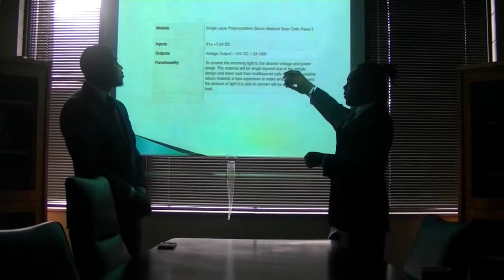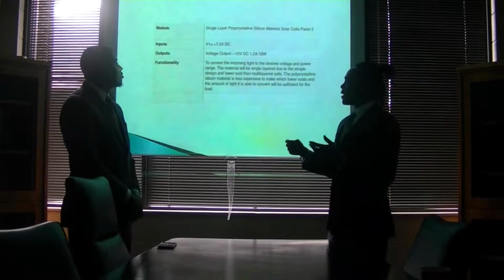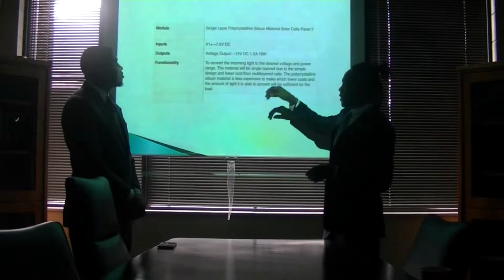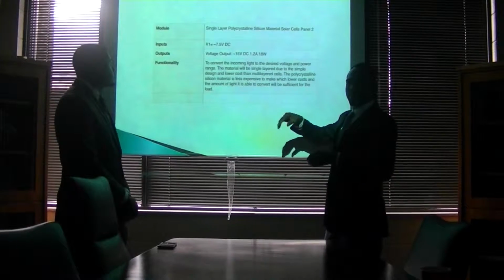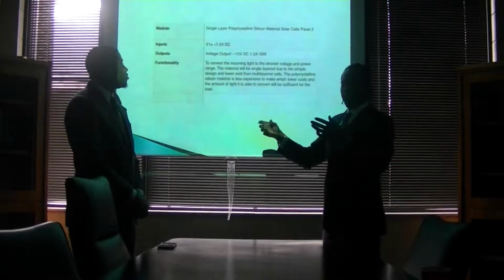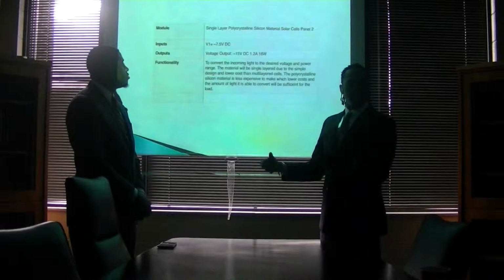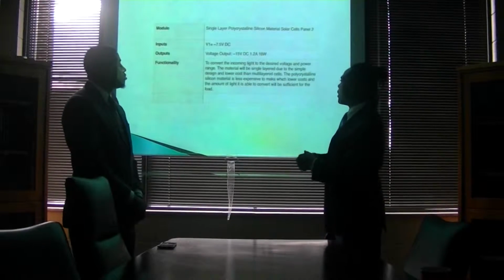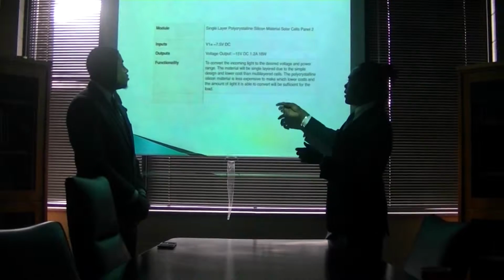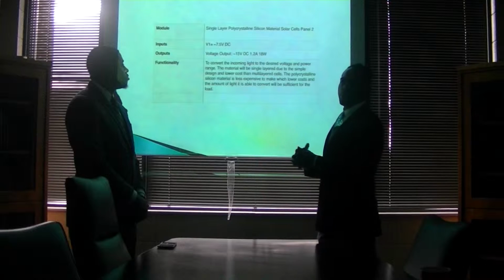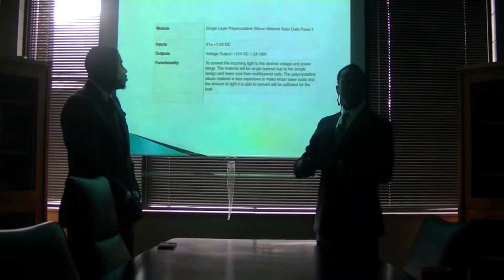For our other module, we named it single layer polycrystalline silicon material 2. It's our other voltage, which will be coming in at about 7.5 volts. Together both of them should equal about 15 volts. This will also be used for the incoming light and the voltage, and it'll also be a polycrystalline silicon material.